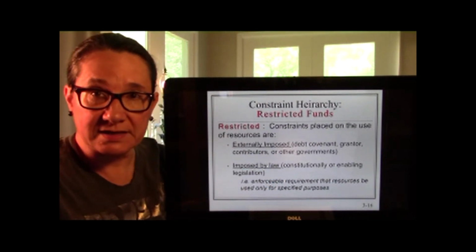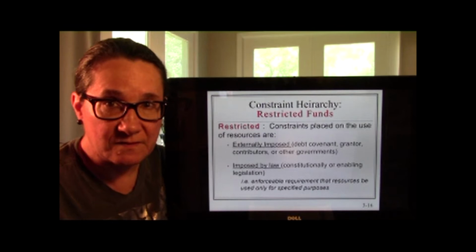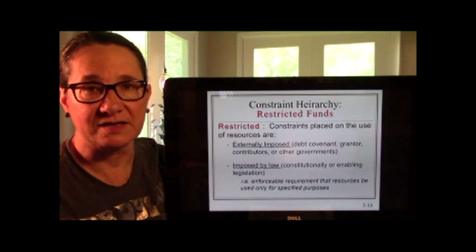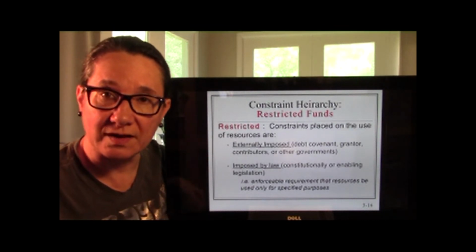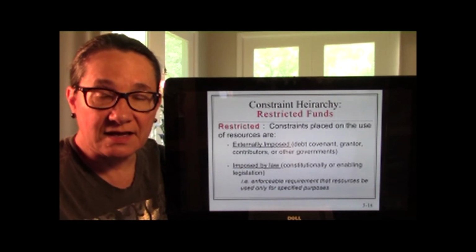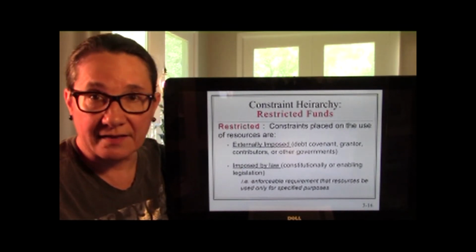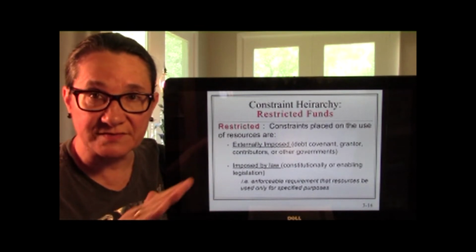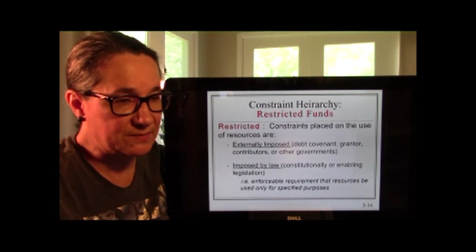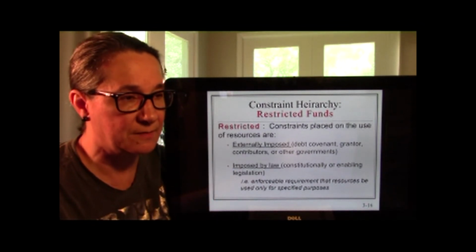Or a lot of organizations that are governmental, school districts, cities, states, issue bonds. And part of issuing the bond says you must set aside money every month, every year, to retire the bonds when they mature. That is what's called a debt covenant. It's kind of like a contract that you've agreed to, and you can't get out of that. So you can't use those funds, they're restricted. So it's something that requires resources be used for specific purposes, coming from outside.